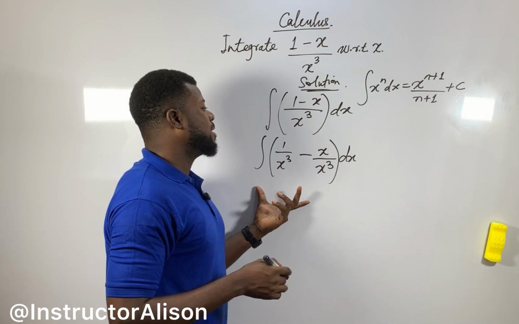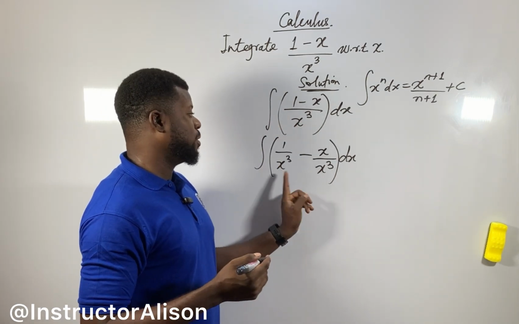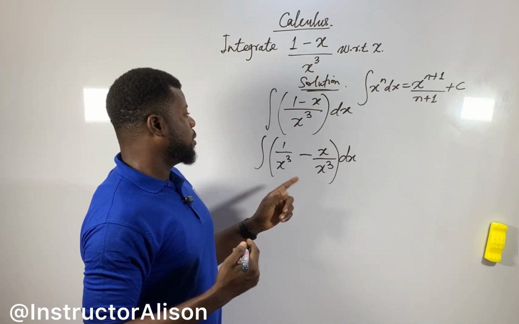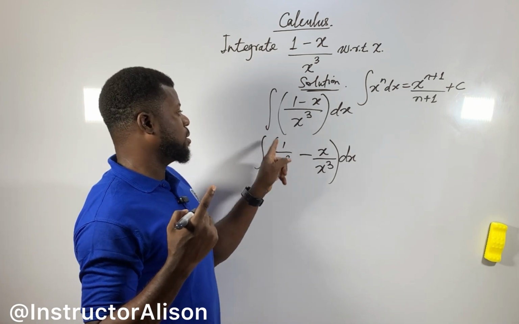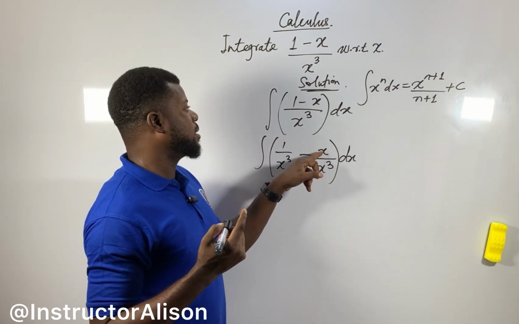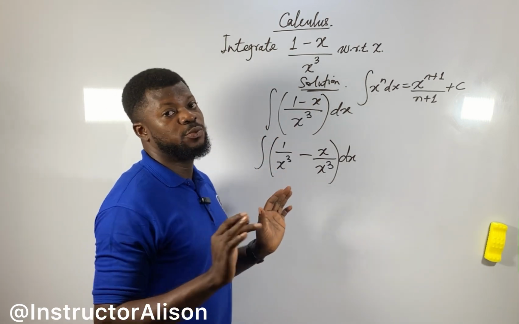As it is now, this and this are the same thing, because if you take the LCM of the denominator, this one divided by this one gives 1, and 1 times 1 is this one. This one divided by this one gives 1, and 1 times x is this x. So they are the same thing.